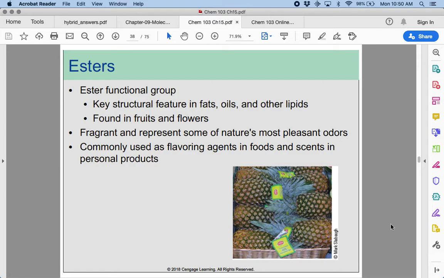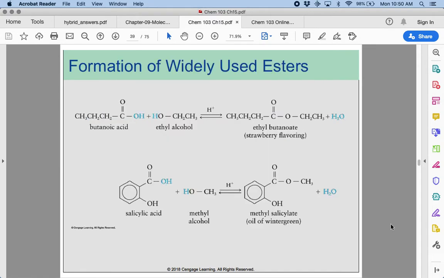So a lot of flavoring agents, like if you have banana flavored Laffy Taffy or a pineapple flavored or scented candle, the things that are giving it the smell or taste of banana or pineapple, those are esters. So here's some examples of very common esters. So if you go and get a strawberry Jolly Rancher, this right here is what you're tasting that makes that kind of strawberry flavor, or if you have strawberry medicine or something like that.